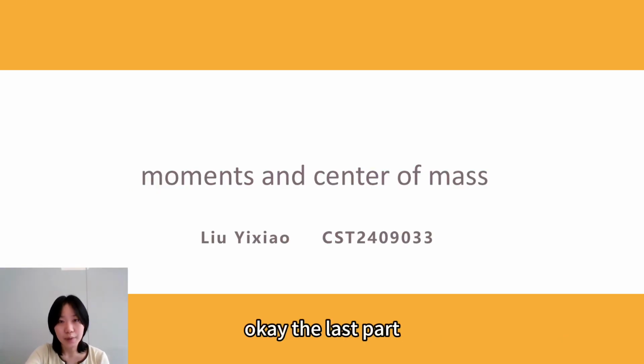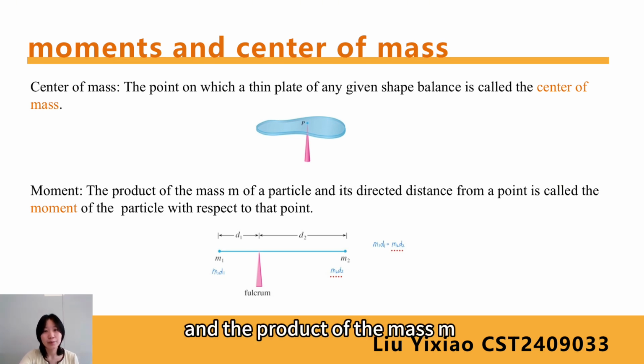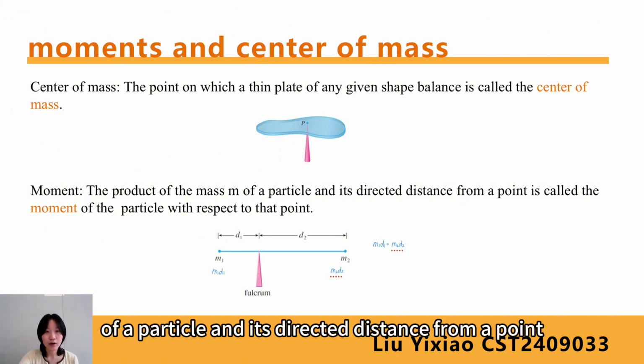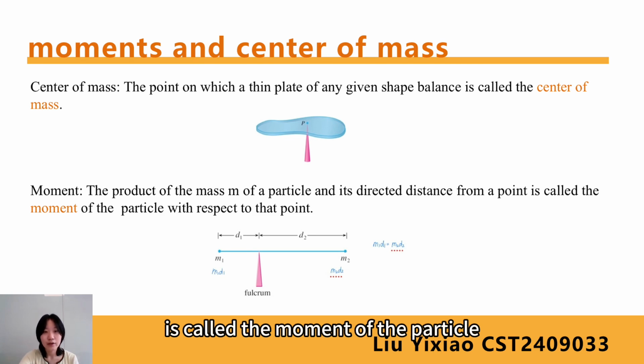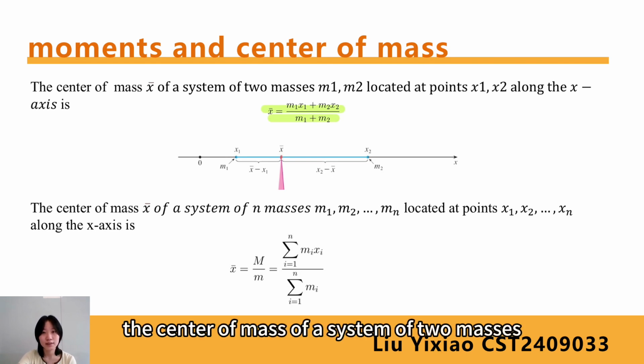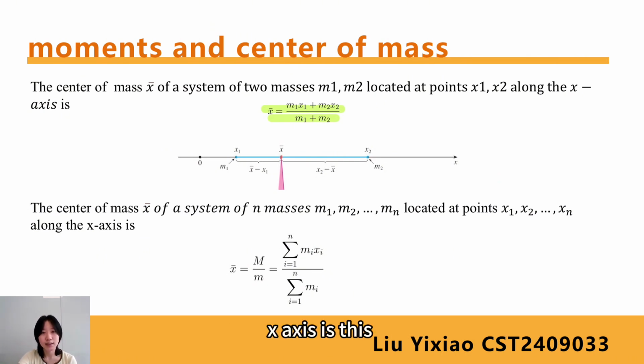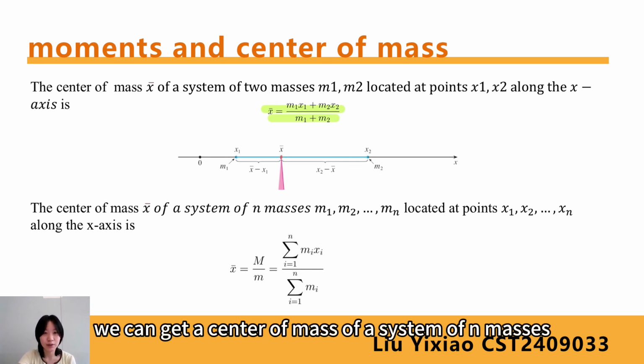Okay, the last part, moments and center of mass. The point on which a thin plate of any given shape balances is called the center of mass, and the product of the mass m of a particle and its directed distance from a point is called the moment of the particle with respect to that point. The center of mass of a system of two masses m1, m2, located at points x1, x2 along the x-axis is this. In a similar way, we can get the center of mass of a system of n masses.